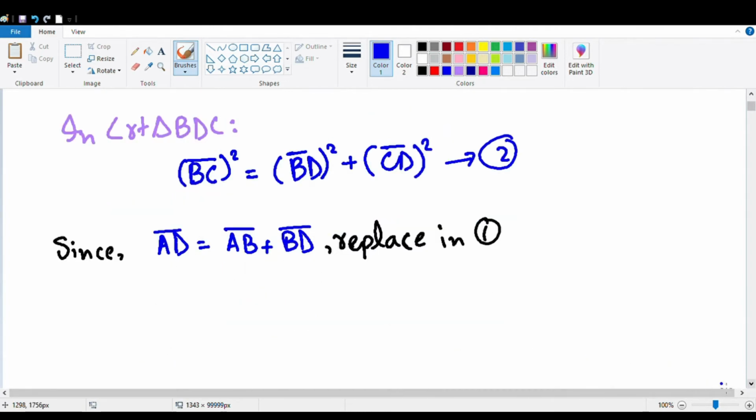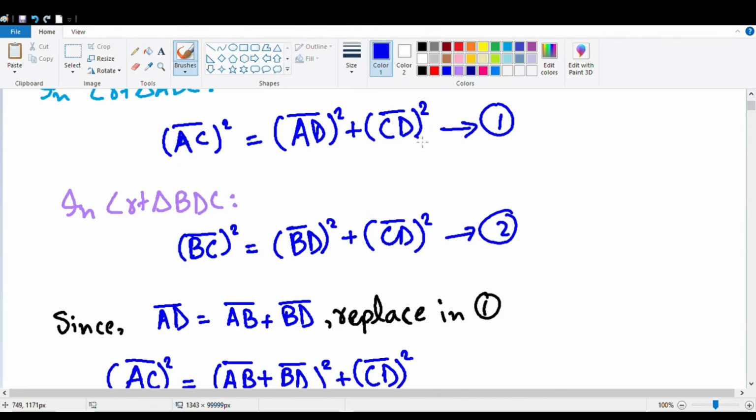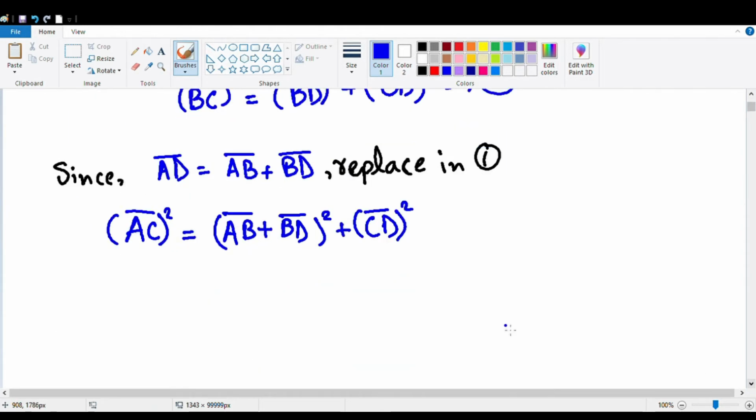So we have AC squared is equal to the AD squared, which we're replacing, right? So we're replacing with the AB plus BD, so it'll be AB plus BD whole square, as it was AD squared, plus CD squared. We know that this was just there from before. And now what we're going to do is expand this square.